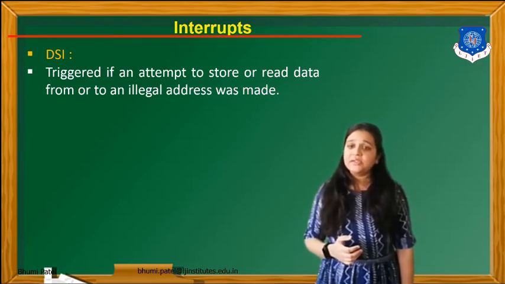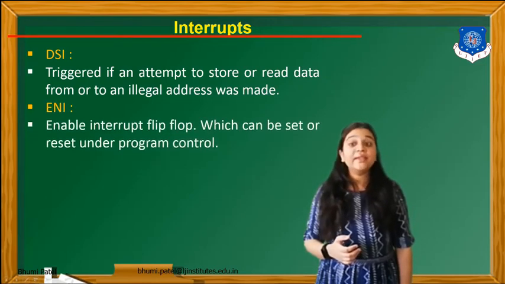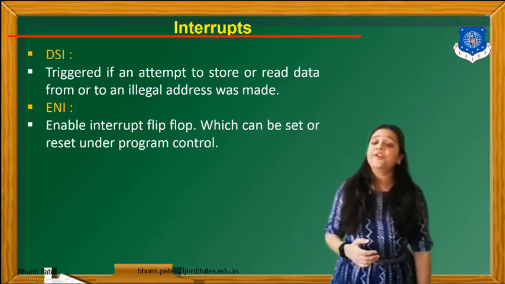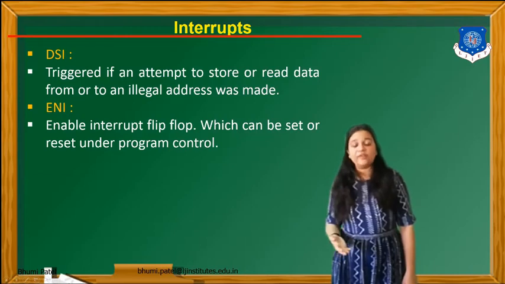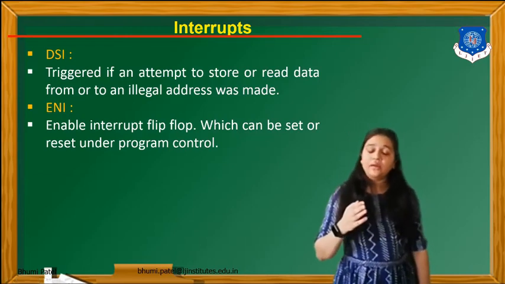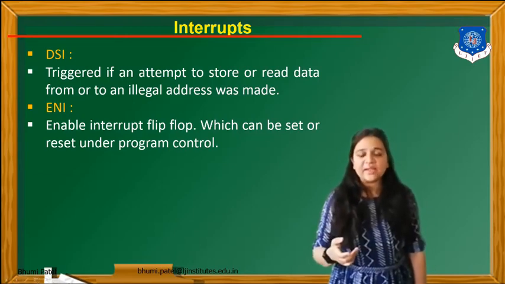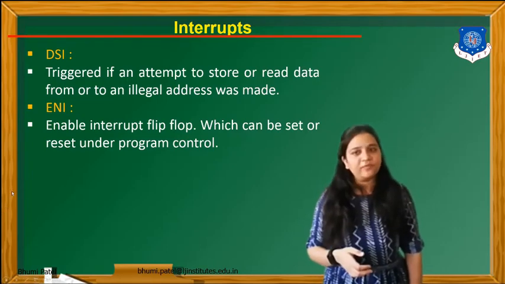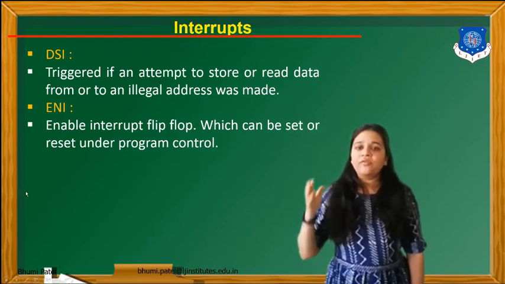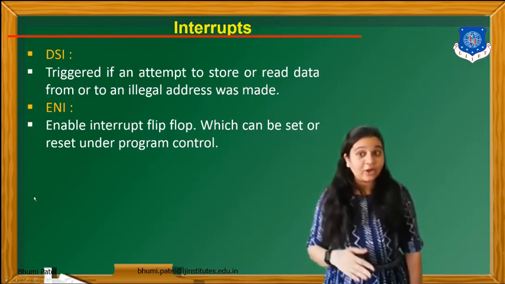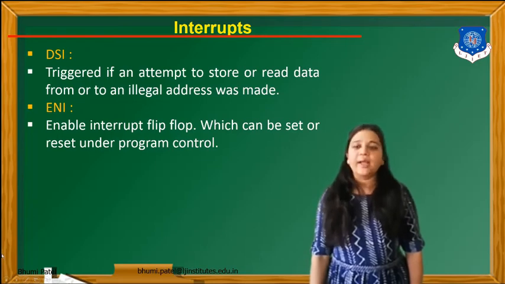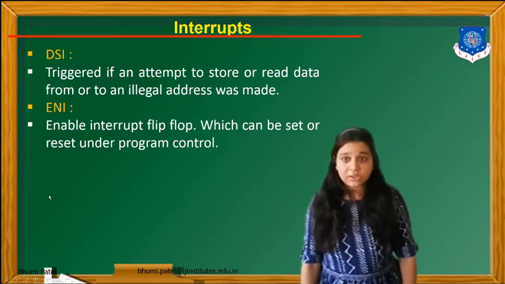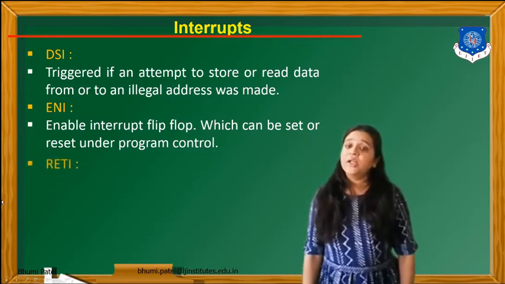The next one is the ENI, enable interrupt flip-flop. We have different types of flip-flop depending upon the application. One simple example is the RS flip-flop that is used to reset or set the flip-flop. So the enable interrupt flip-flop can be set or reset under the program control. Okay, we have different types of program control instructions. That time we can use the enable interrupt flip-flop.